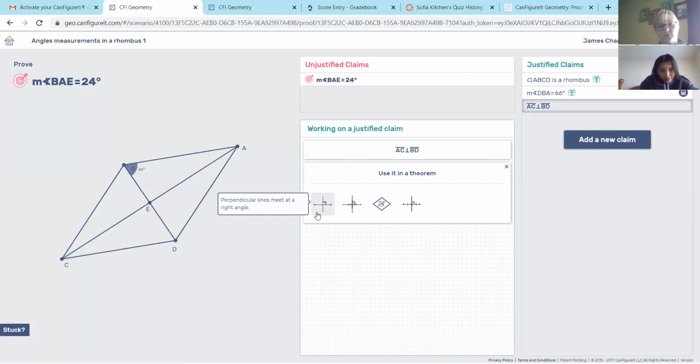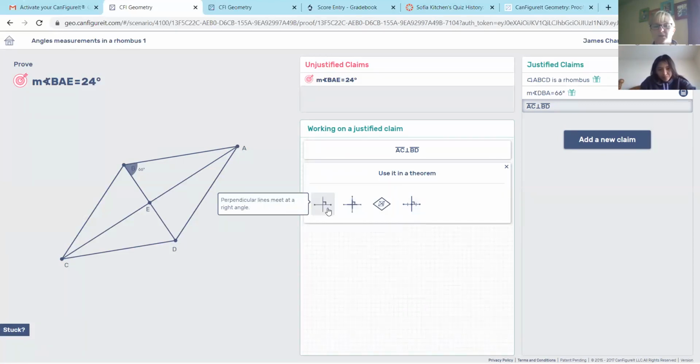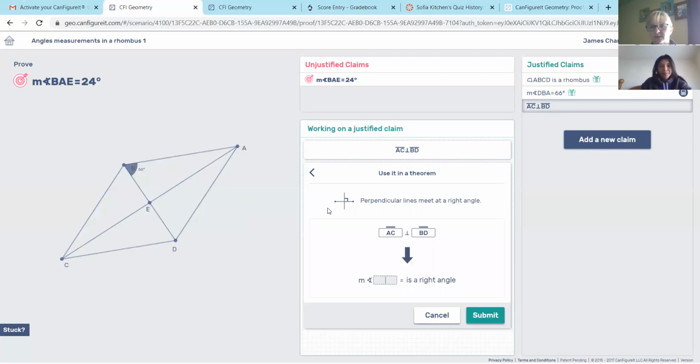Do you see how there's three options here? Perpendicular lines meet at a right angle. Parts of perpendicular line segments are perpendicular. Diagonals, and it's a rhombus. Or divides it into two, we don't care about that. But this will help us, because if we can say for sure that BEA right here is a right angle, then we'll be able to have the computer put a 90-degree measurement right there.